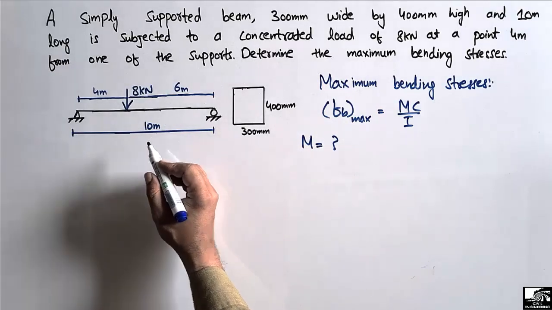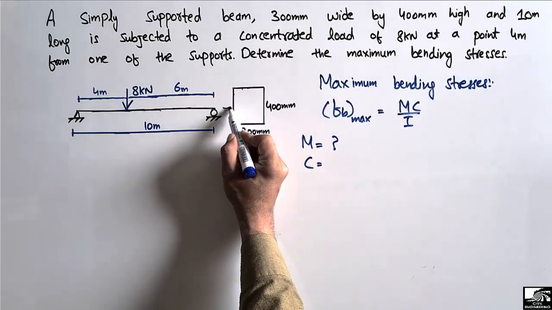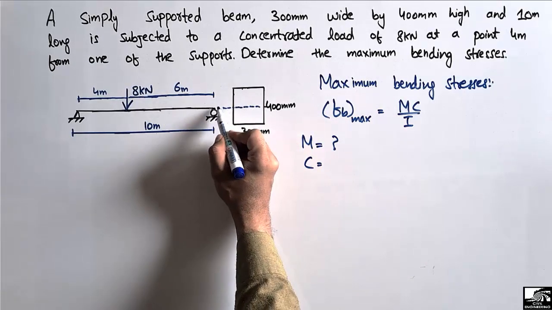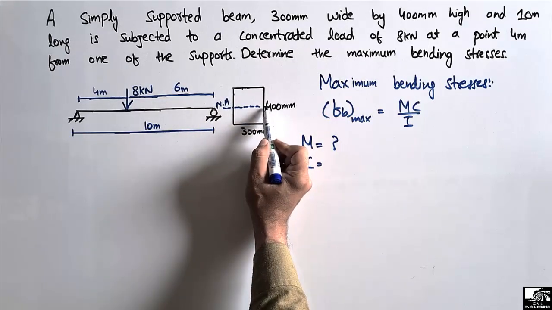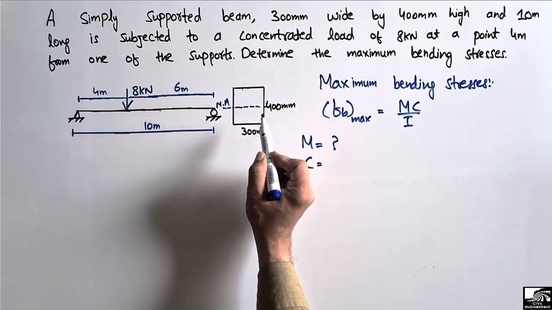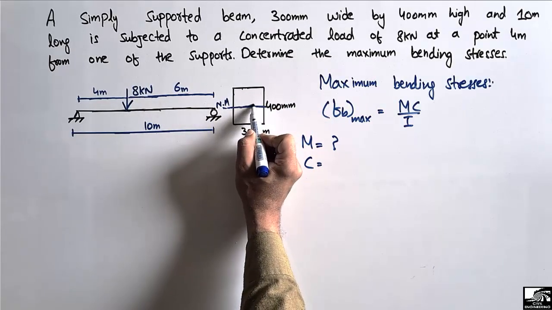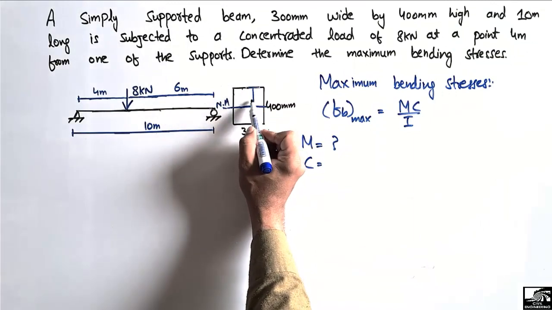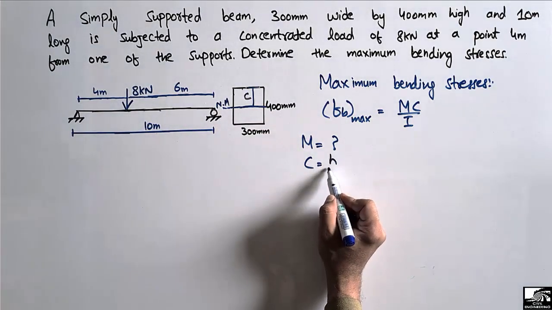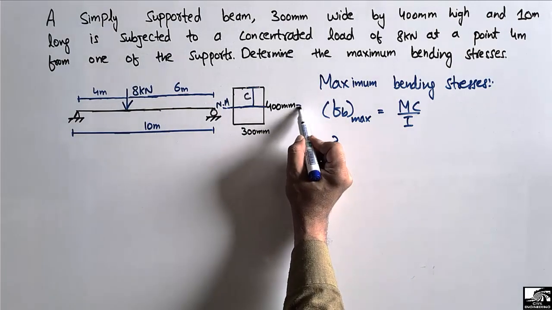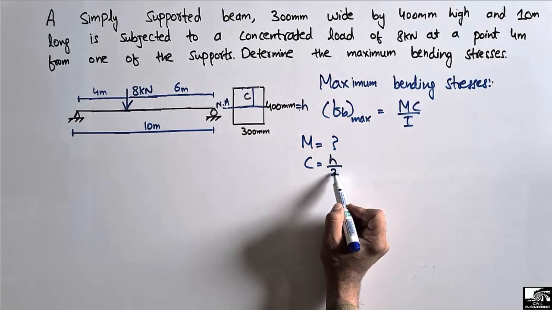We have to find out this maximum bending moment for this beam. And C is the distance from the neutral axis of the beam. If this is the neutral axis of the beam, C is the distance from the neutral axis up to the extreme fiber of the section. So this distance is known as C. It means C is equal to h by 2. Let's suppose this is h, height of the beam or thickness of the beam.